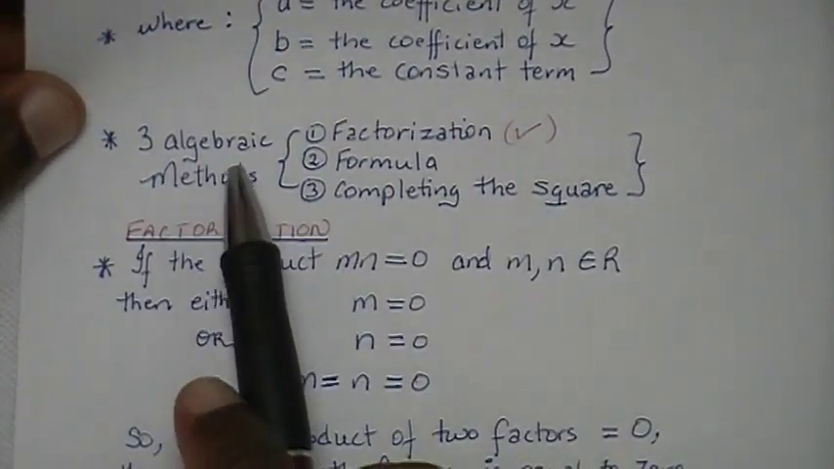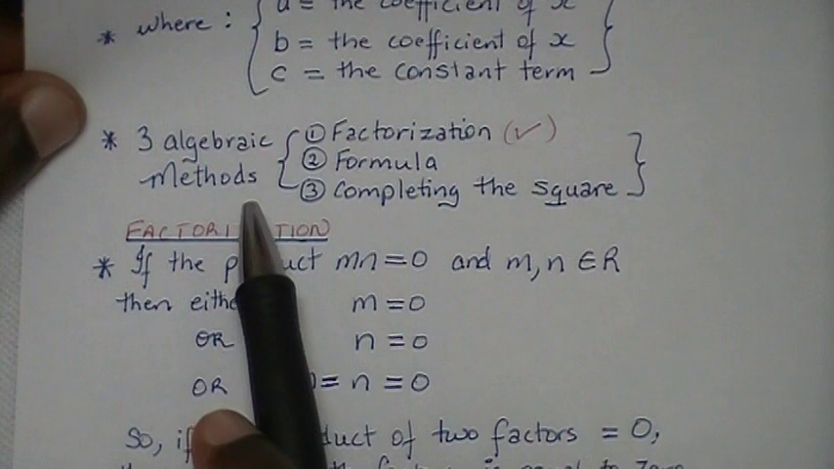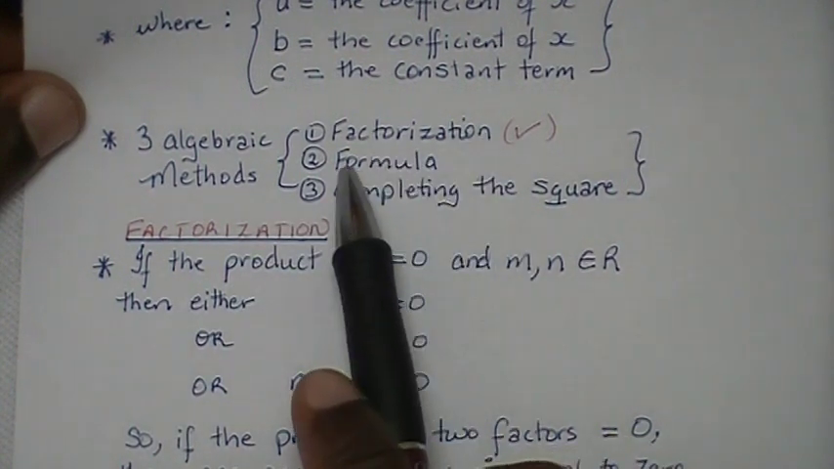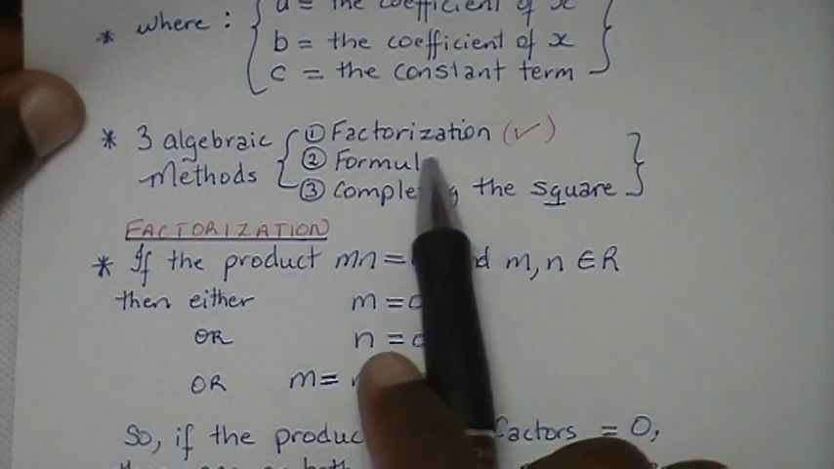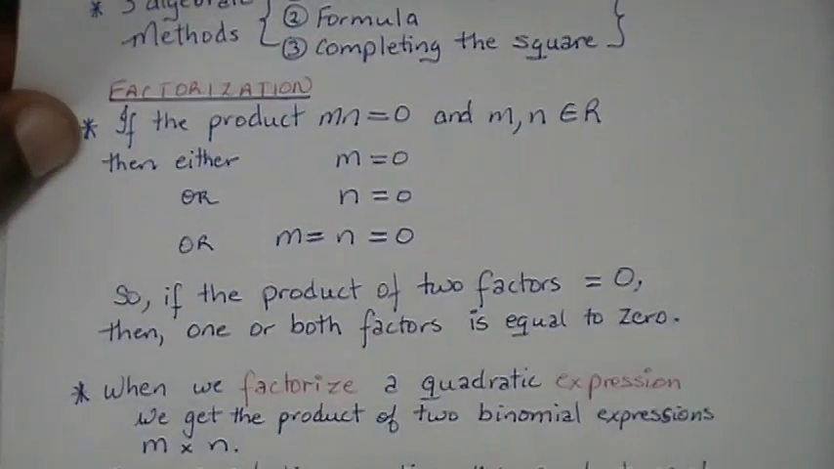Now, there are three algebraic methods that we'll be looking at: factorization, formula, and completing the square, all methods of solution to a quadratic equation.